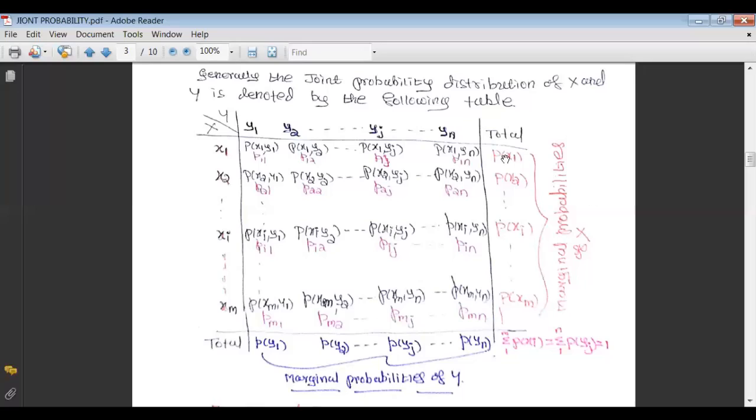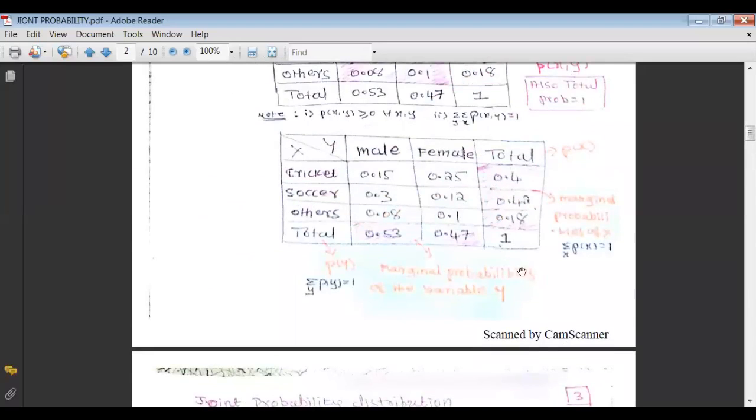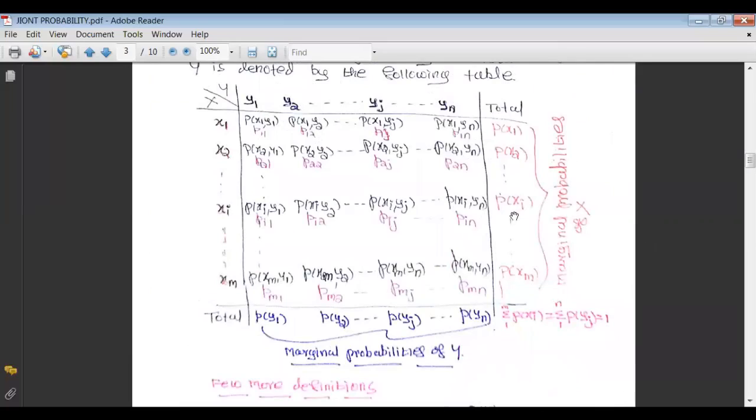One more thing: if we add these P of xi, that is the marginal probabilities of x, it definitely results in the total 1, as we have discussed here. Either you go for the row total or you go for the column total, in both cases the total is going to be 1, and the same thing can also be observed here.